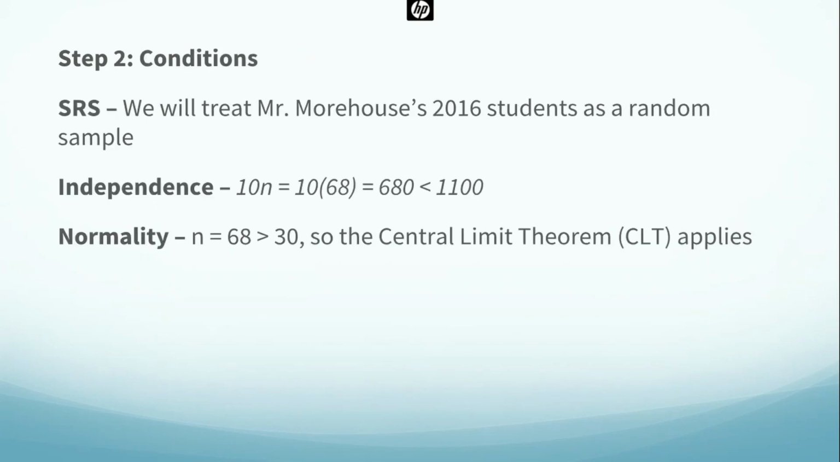Now, step 2 is conditions. First, random sampling. We are going to treat Mr. Morehouse's 2016 students as a random sample. Independence, we're going to check the 10% condition. 10 times the sample size is 680, which is less than 1,100 students. For approximately normal here, we know that our sample size is larger than 30, so the central limit theorem applies.